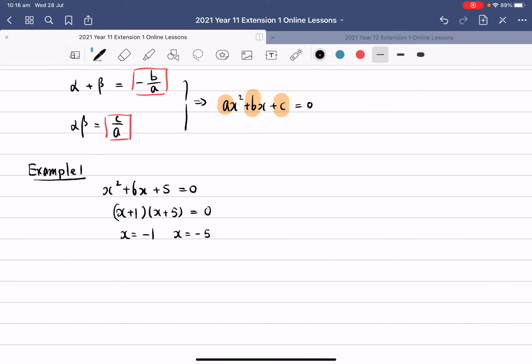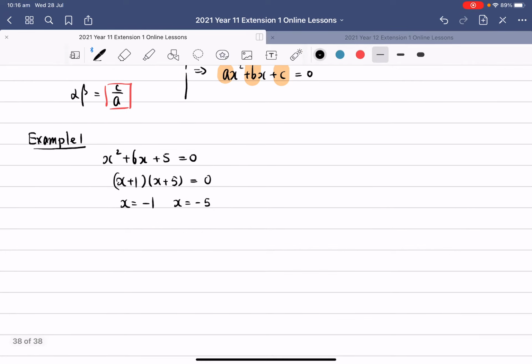Now, based on the previous relationship, we know the sum of the two roots is equal to minus b on a. So how do I really show that's actually true? Let's rewrite this formula here, and write down a 1 in the front as well. I just want to identify what's a, b, and c. So from here, we know 1 is a, 6 is b, and 5 is c.